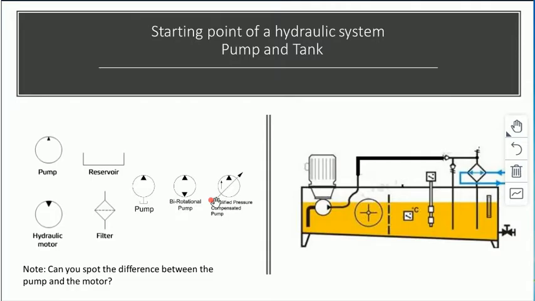Does that make sense? Let me try to illustrate this again. You've got a pump, and when you open a valve, let's imagine we've got a valve here and it is opened, all the resistance goes down, and a lot of oil is just going through the system now, which means the pressure drops on this top line here. So in order to maintain the same pressure, we need a pressure compensated pump. For example, if I want to run the system at 6 bar all the time, I need to compensate the pressure a little bit when there's too much flow in the system.